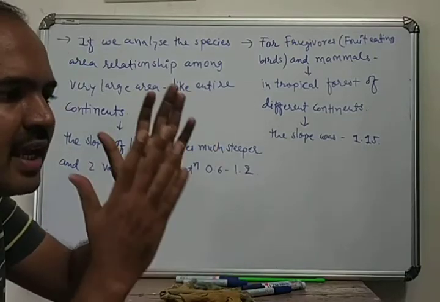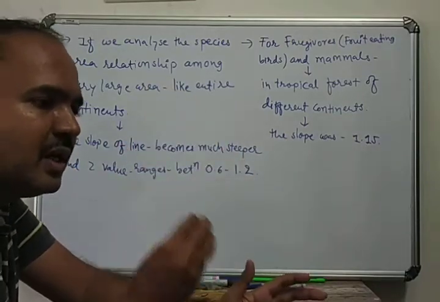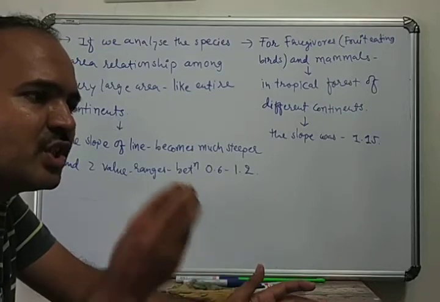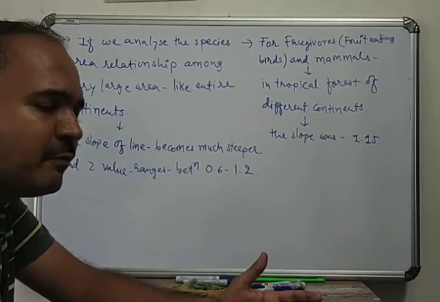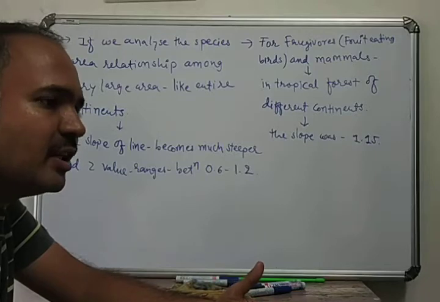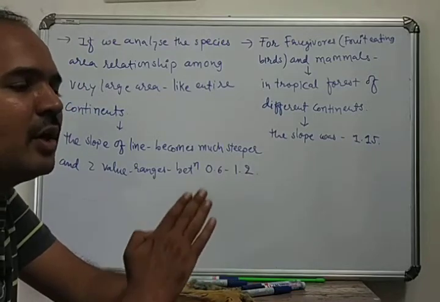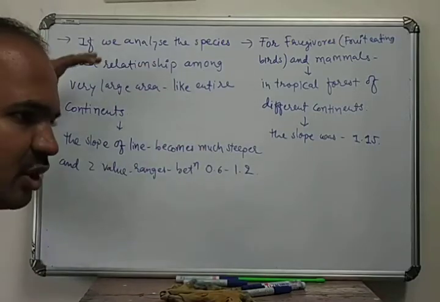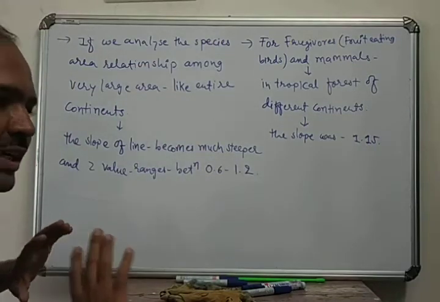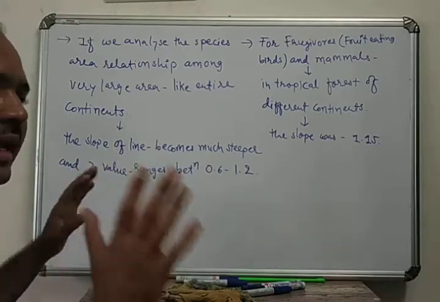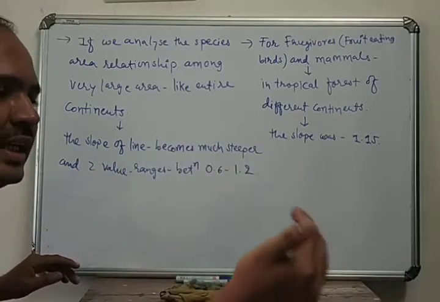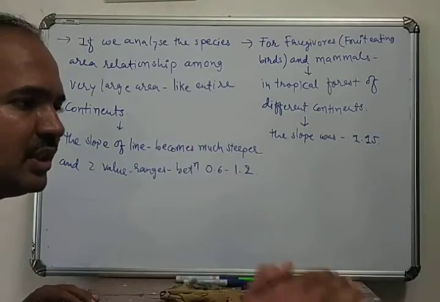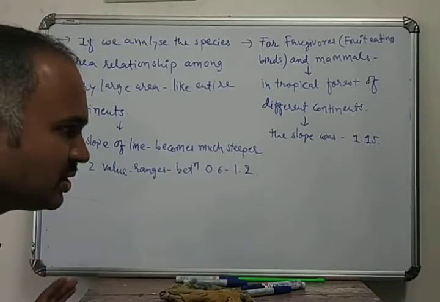But if we consider a small area and learn the species area relationship in a small area like California, Britain and New York, then the value of Z will be 0.1 to 0.2. But if we learn the species area relationship across the continent, then the Z value will increase and the slope will become much steeper.